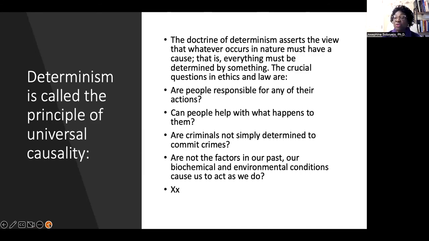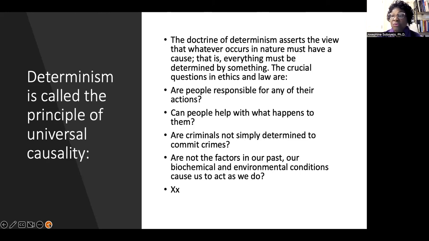Determinism is called the principle of universal causality. I said that actually earlier on in this presentation. The doctrine of determinism asserts that whatever occurs in nature must have a cause. That is, everything must be determined by something. And the crucial questions in ethics and law that were asked earlier on are: are people responsible for any of their actions? Like I said earlier on, I want you to ponder on these questions as you follow me in the teaching of free will and determinism.